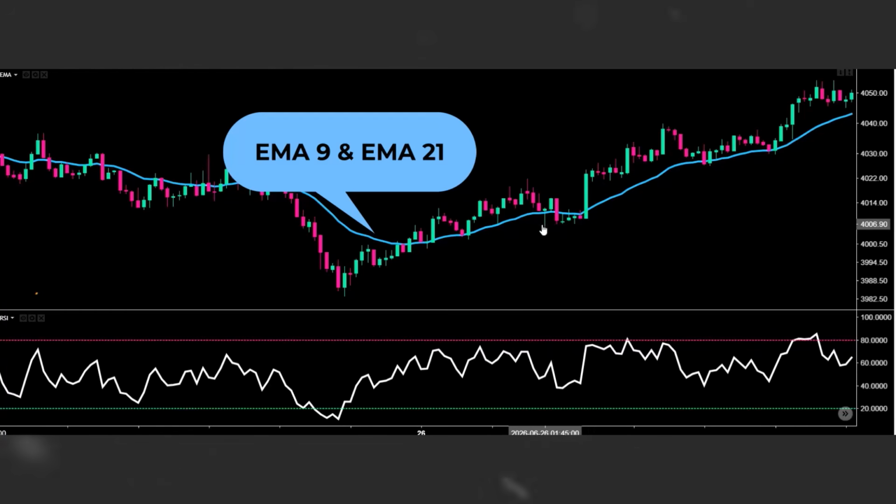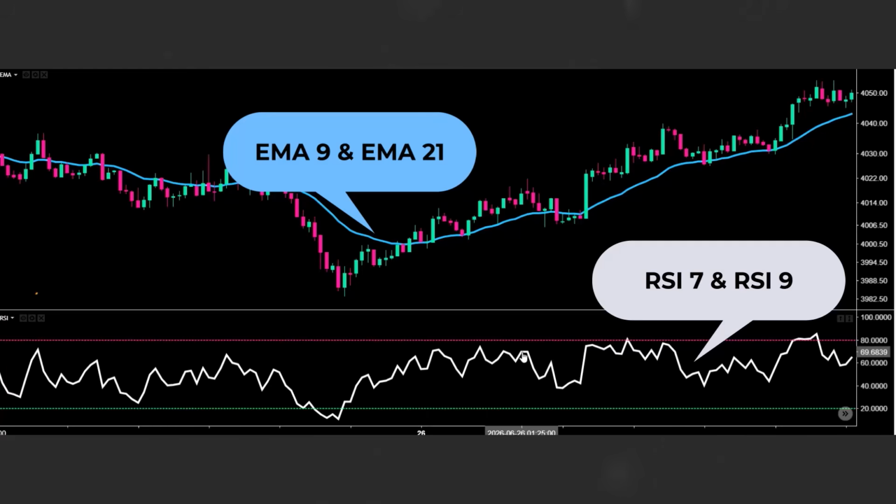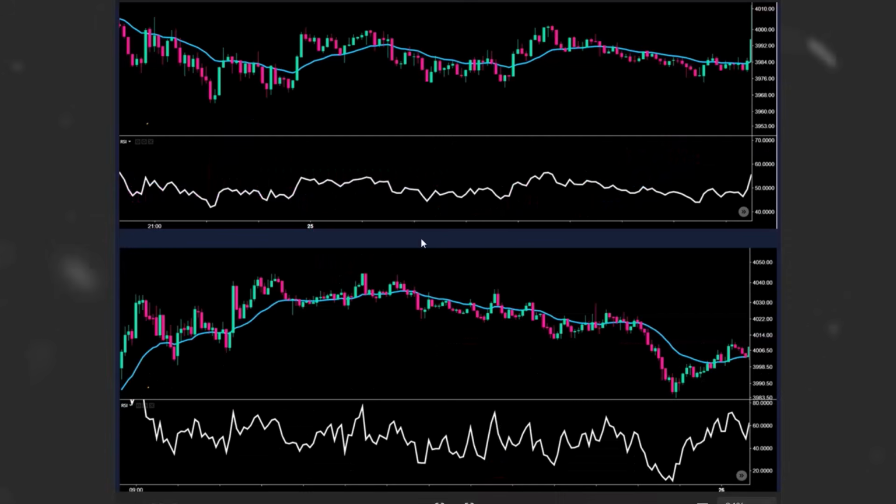Now let's talk about RSI. The default RSI setting is 14, but for scalping, we need a faster RSI. So instead of 14, we use RSI 7 or RSI 9. Why? Because the smaller numbers make the RSI more sensitive, and when RSI is more sensitive, it reacts faster to price movements. Now look at these two charts.